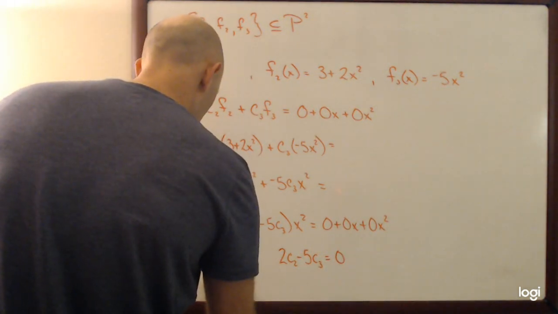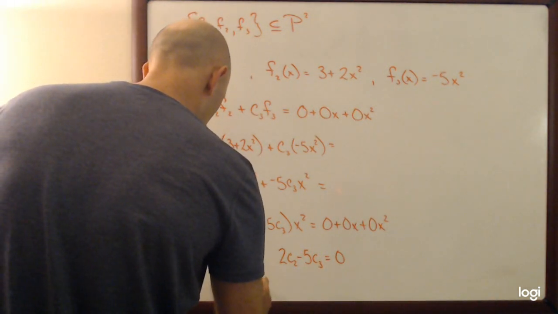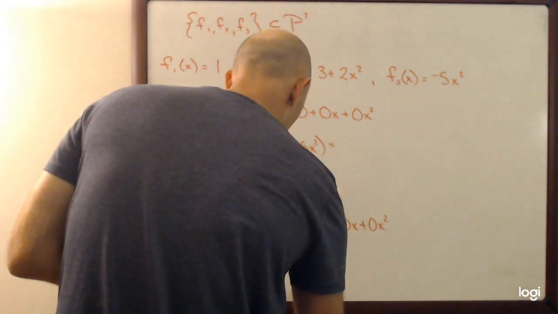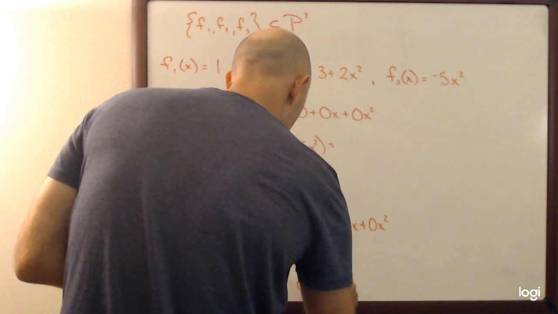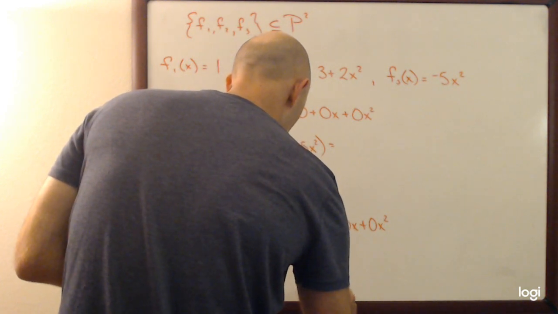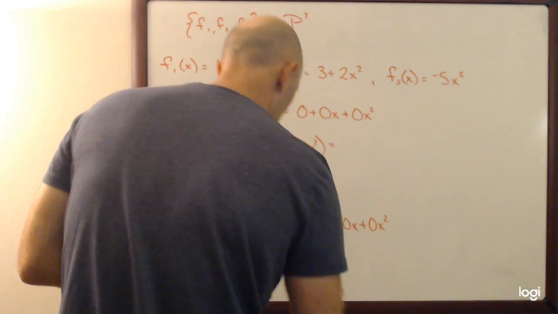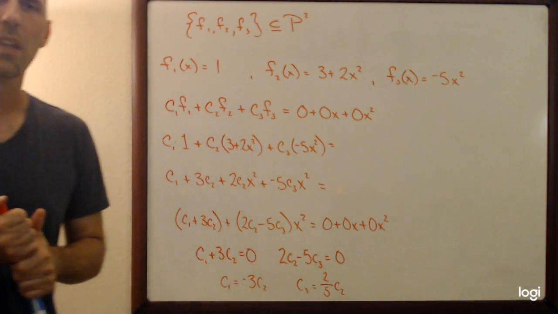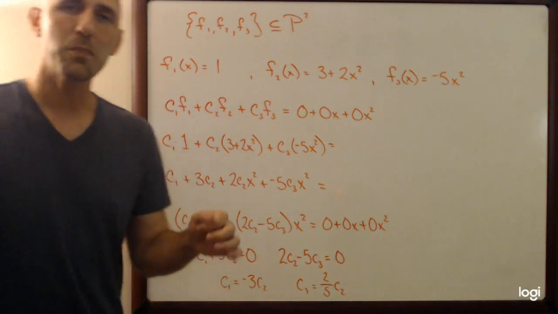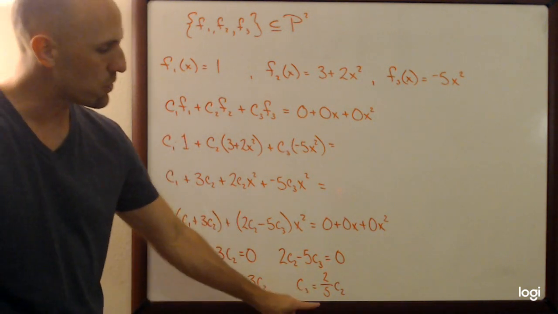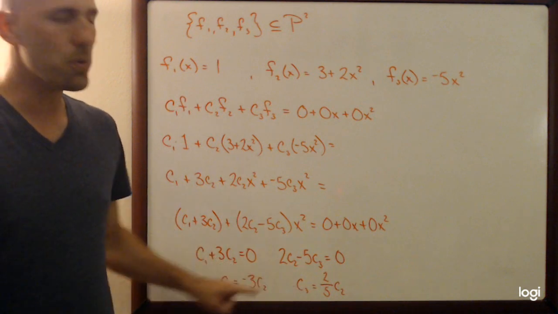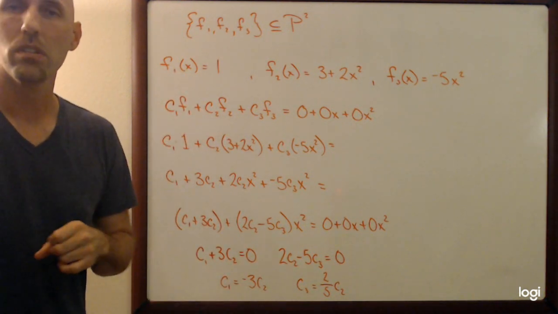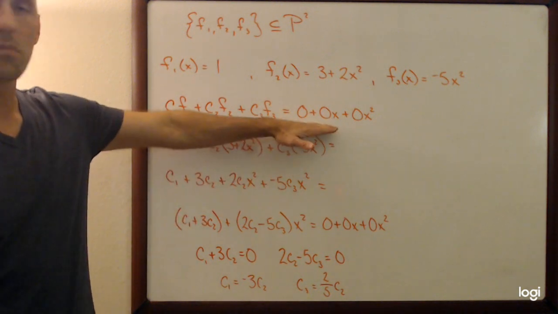Now this gives me C1 is equal to negative 3C2, and C3 is equal to 2/5 C2. That's the best I can do as far as solving is concerned. But what does this mean? This means that any collection of constants which satisfy these two conditions will in fact cause this equation to be true, be consistent.